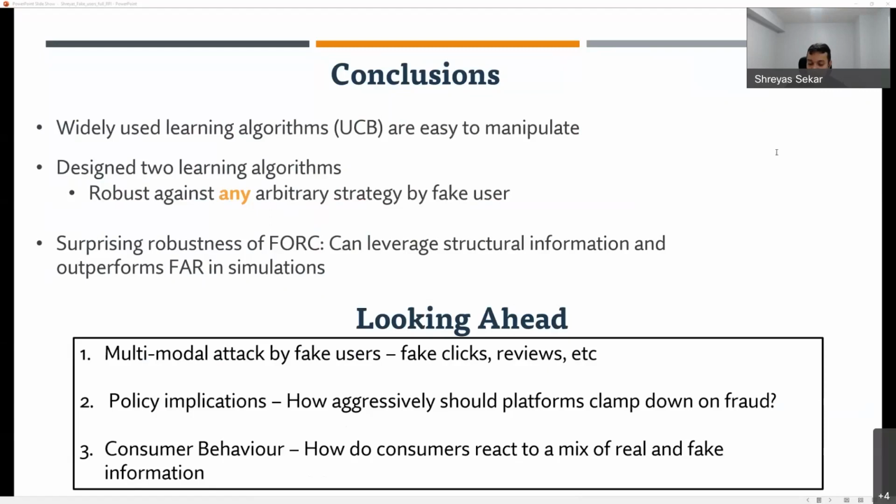The final question, and one that I think we have little information about, is how do consumers react to fake reviews? So if any of you look at the behavioral side of things, this is a great question.